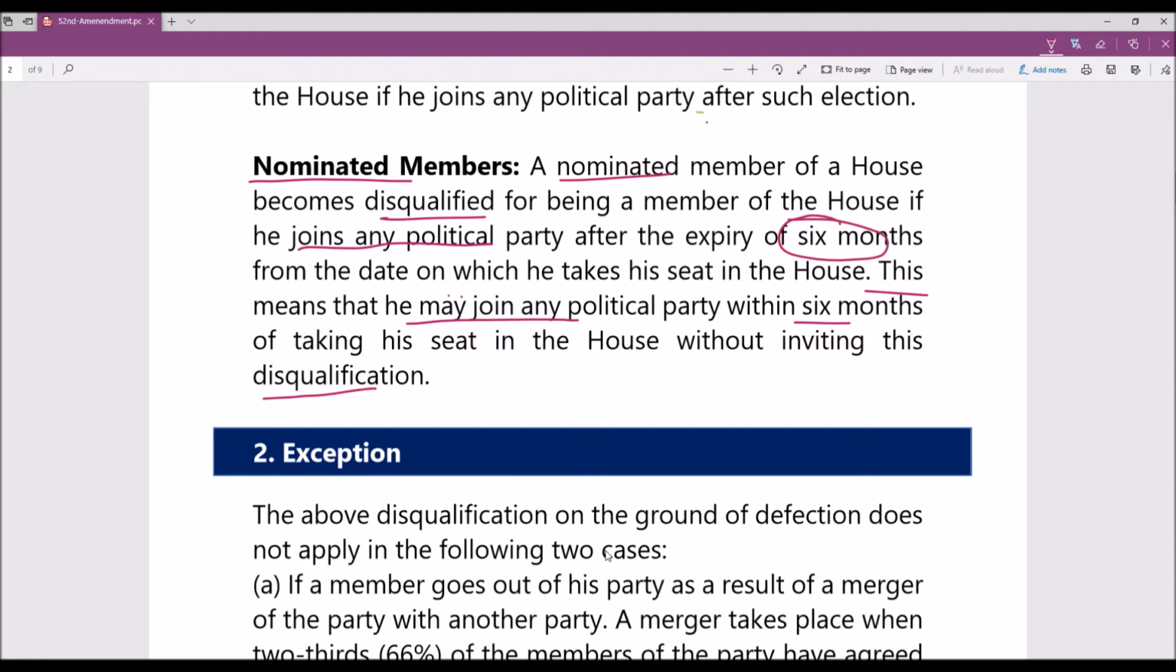Nominated members, within 6 months of nomination, can join any political party. But after the expiration of 6 months, after joining a party as a nominated member, he cannot join a party. If he joins, he is disqualified. There are a few exceptions, so let's see what the exceptions are.